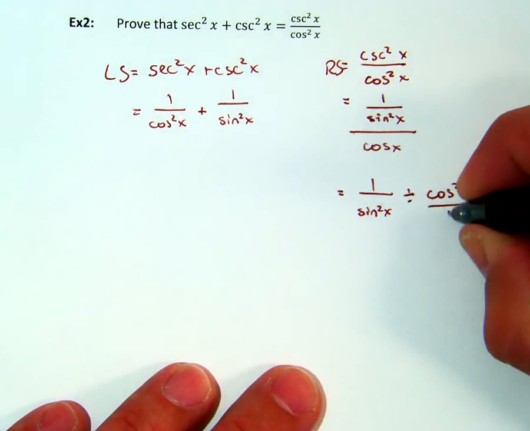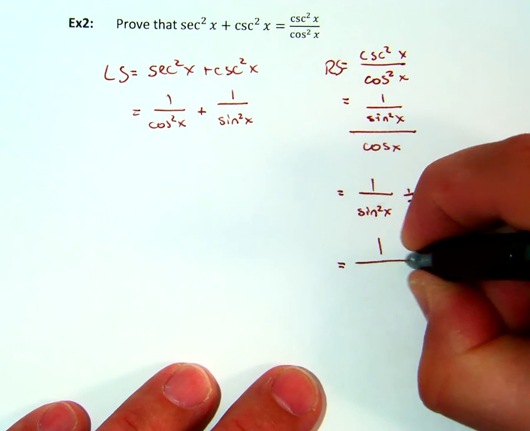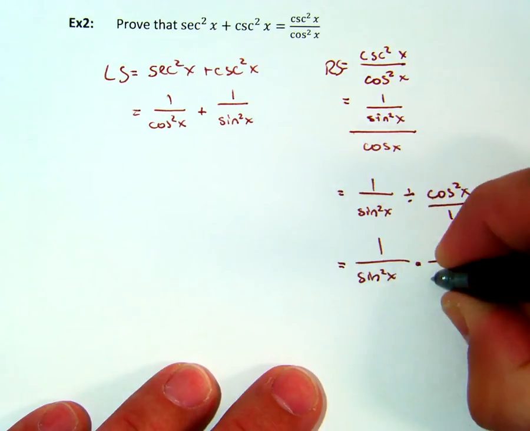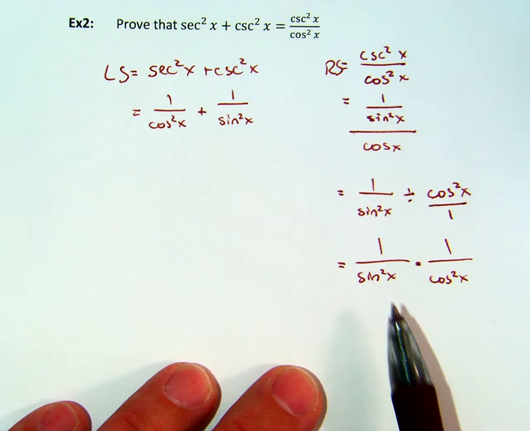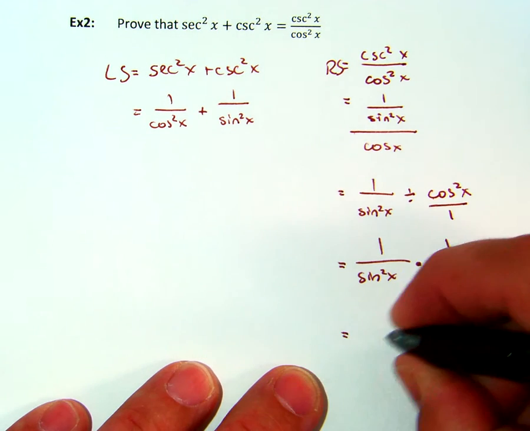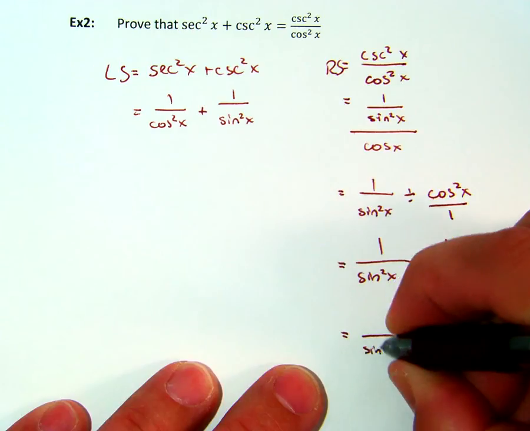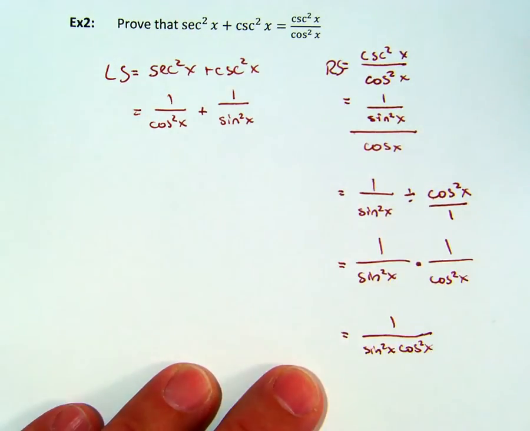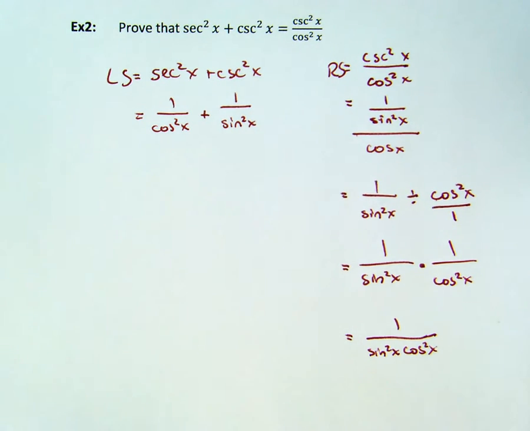So if I treat this as cos squared x over 1, and then I multiply, this would be 1 over sine squared x times 1 over cos squared x, and then just multiplying fractions, so top times top, bottom times bottom. 1 times 1 is 1. So 1 over sine squared x times cos squared x would be sine squared x cos squared x. And I don't think there's anything else I can do with the right side, and it doesn't match the left side yet, so I'm not done my proof.